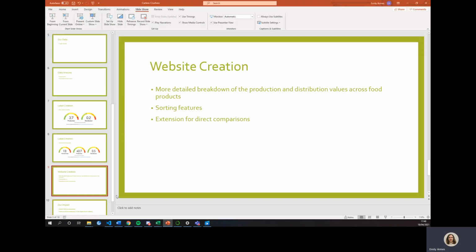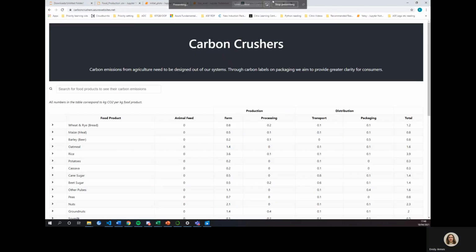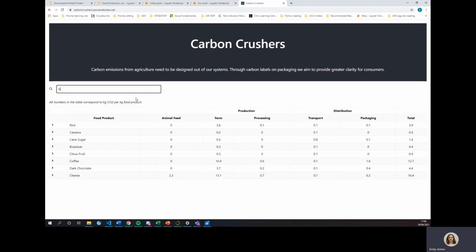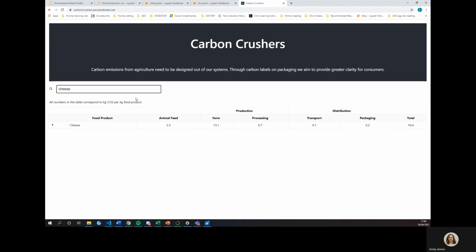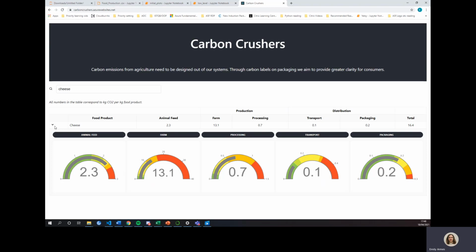So now I'll just show you our website very briefly. On our website, you can start by searching for any food products you like. For instance, I might want to know how much carbon emissions cheese uses. So when you open up the drop-down menu into cheese, you can see how much carbon emissions animal feed, farming, processing, transport, and packaging use. And then a total number here, which is the number of kilograms of CO2.